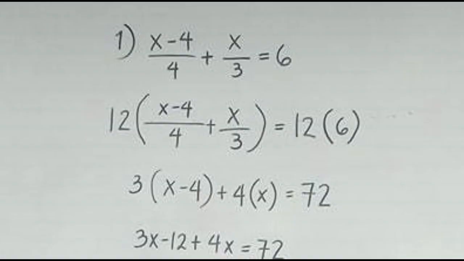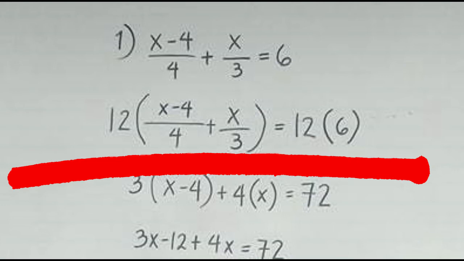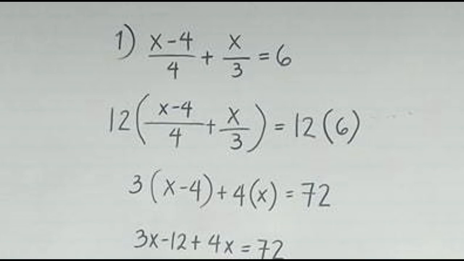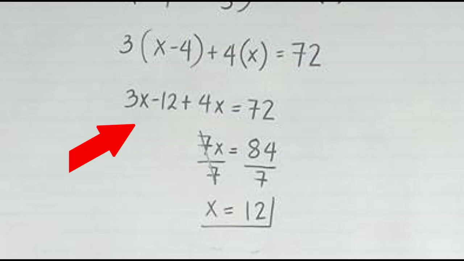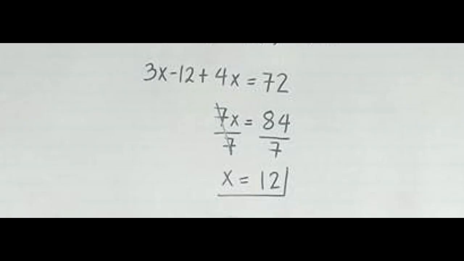First, get the LCD, which is 12, and multiply it to both sides. 12 divided by 4 is equal to 3 times x minus 4. You will get 3x minus 12 plus 12 divided by 3 is equal to 4 times x. You will get 4x. And 12 times 6 is equal to 72. You will get 3x minus 12 plus 4x is equal to 72.